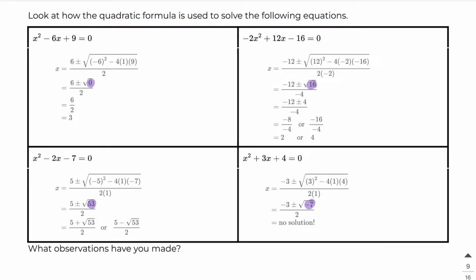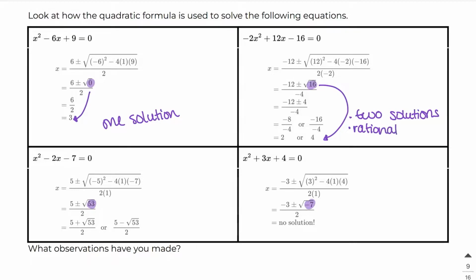So right here, when we had 0 under the square root, we had one answer. When we had 16 under the square root, we had two solutions or two answers. And if you notice, they were nice even answers. So they were actually rational answers. Here we had a 53 under the square root, and we ended up getting two solutions as well. But this time, our two solutions were irrational. And in our last one right here, we had a negative value, which meant we had no solutions.